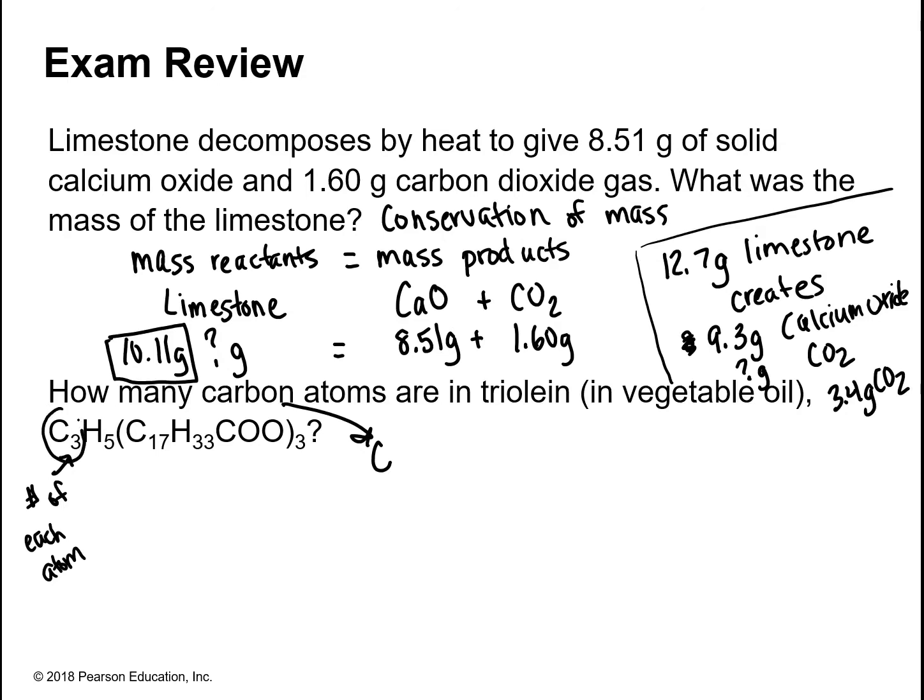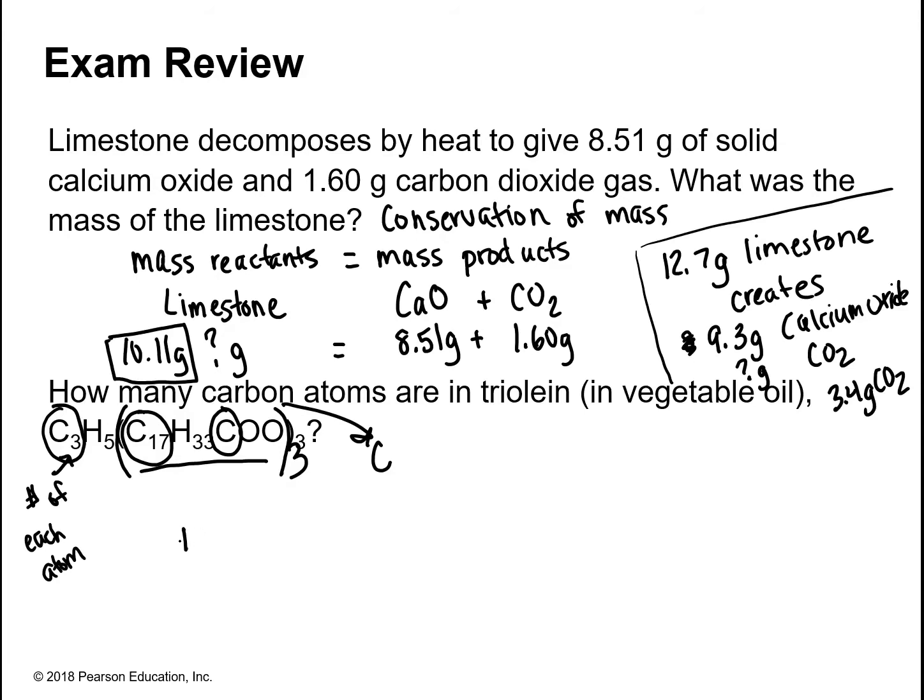So let's go through and circle all the carbons. There's a carbon there, there, and there. We've also got these parentheses, which I'm going to make bigger, with this 3 here. What this means is it's just like math. Everything that's inside the parentheses, you multiply by 3.